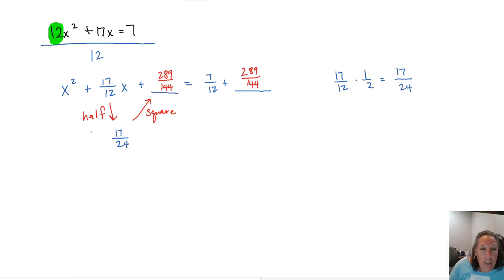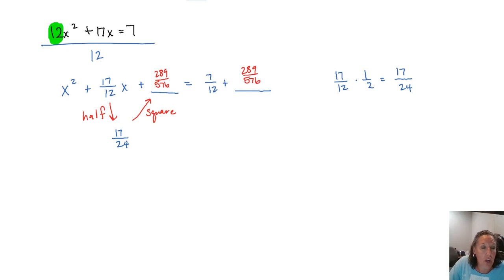All right, so factoring that left-hand side, it's always going to work out to x, whatever the sign is on our b term, times half of that b term squared. And on the right-hand side, we do need to get a common denominator. All right, so if we square 17 over 24, we get 289 over 576. So we want to add that to both sides.